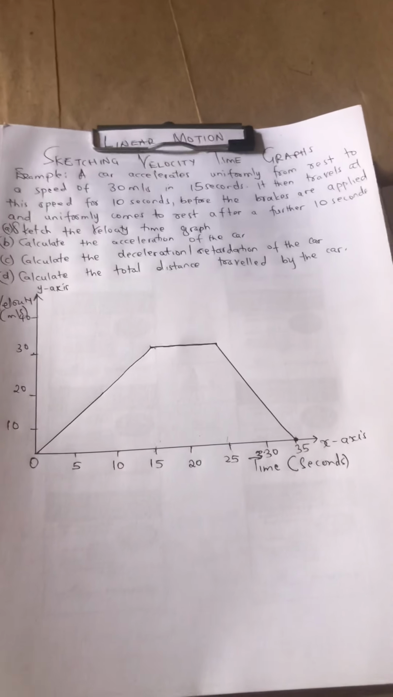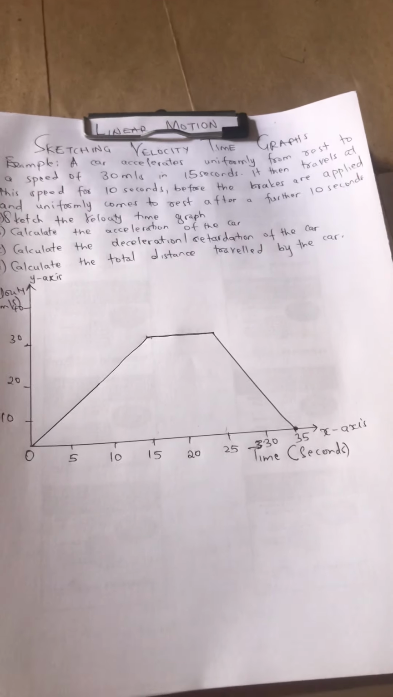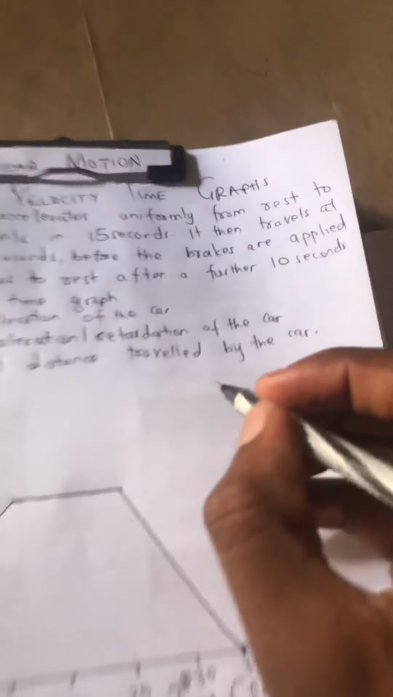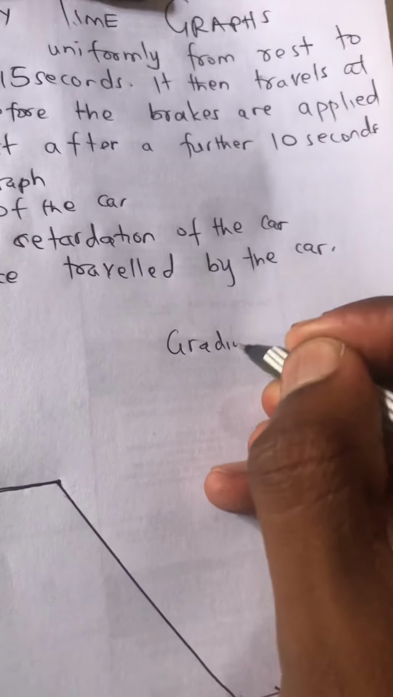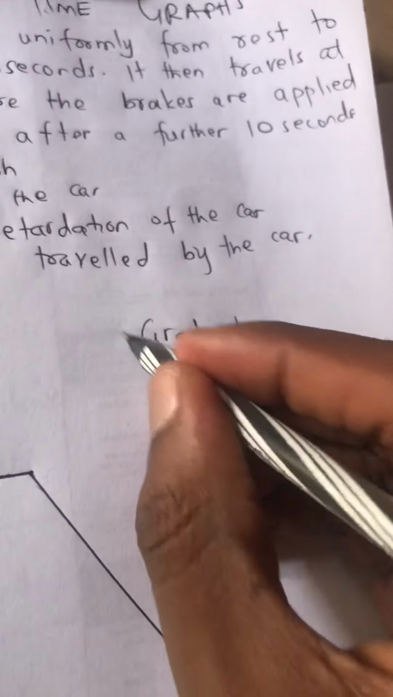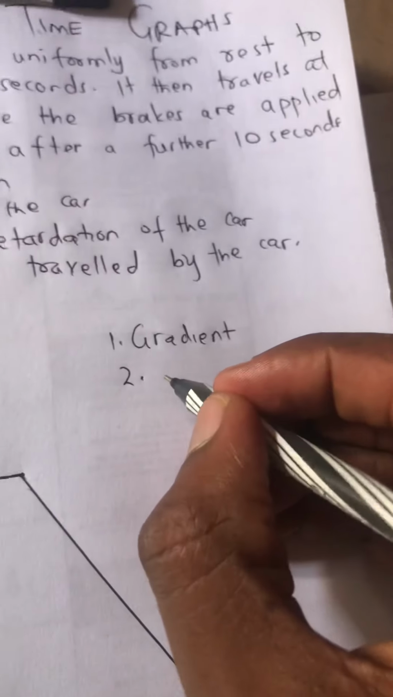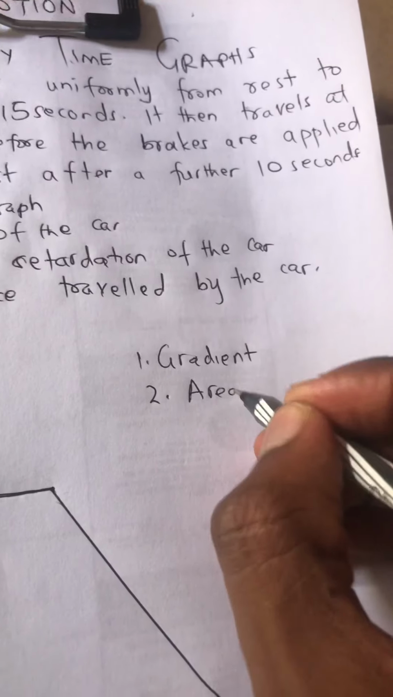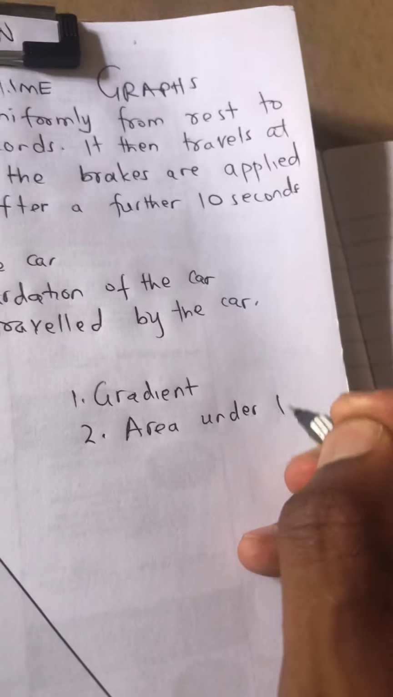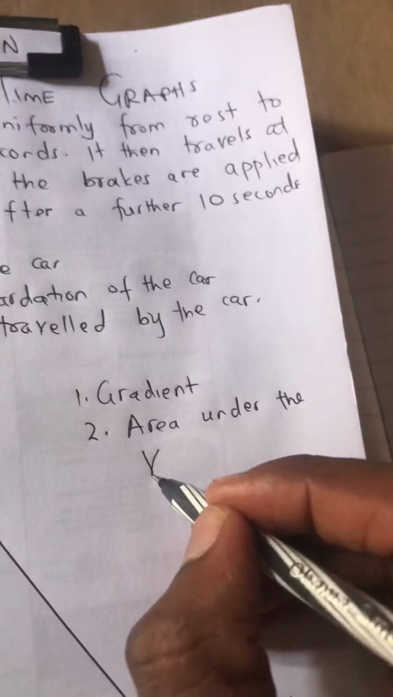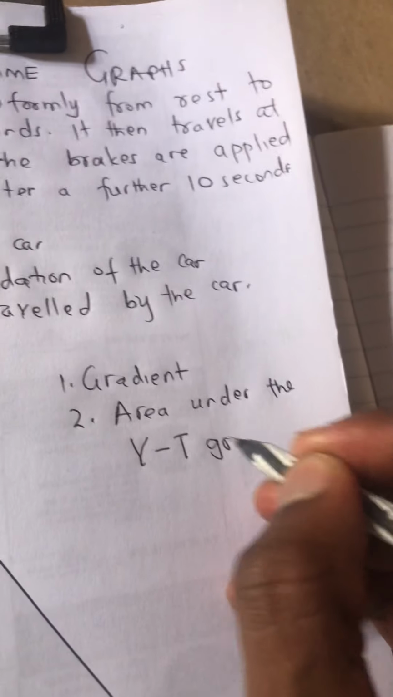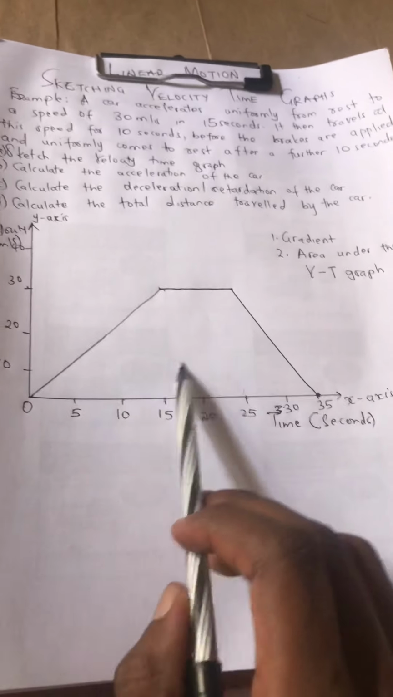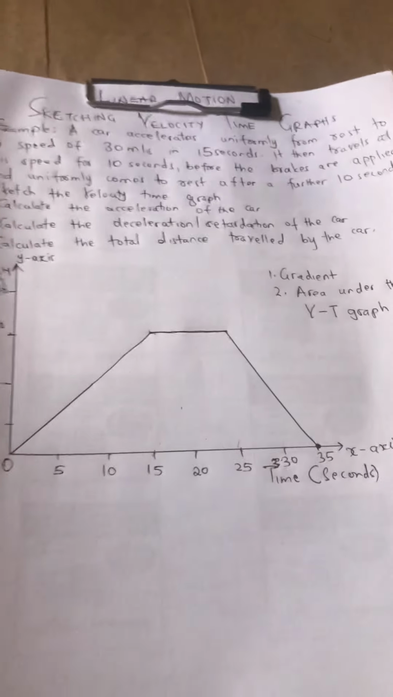When you see a velocity time graph like this, what can we get from it? There are two things that I want you to know. The first thing is what is called the gradient. And the next thing I want you to understand is the area under the velocity time graph. The area under is the area of this shape. Gradient is like what we did.